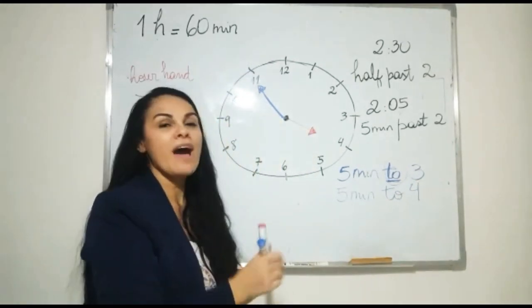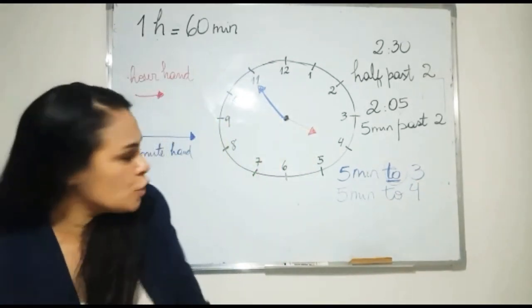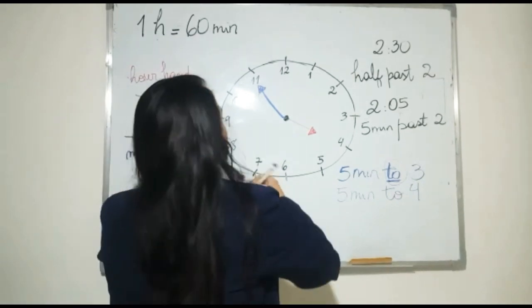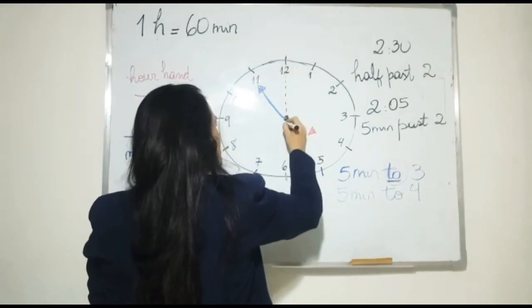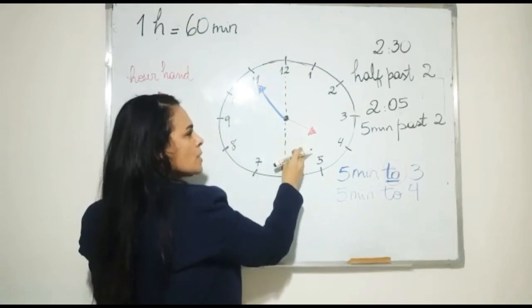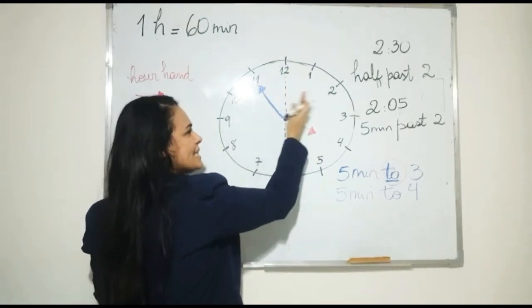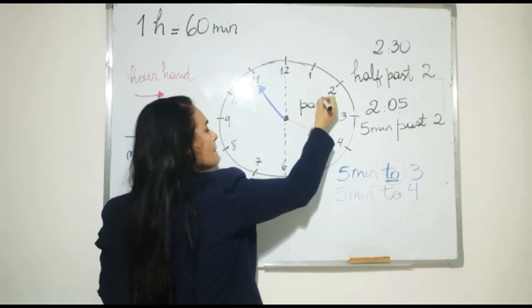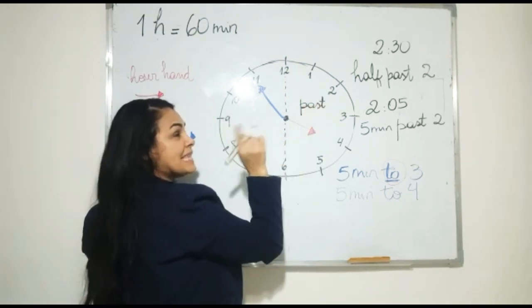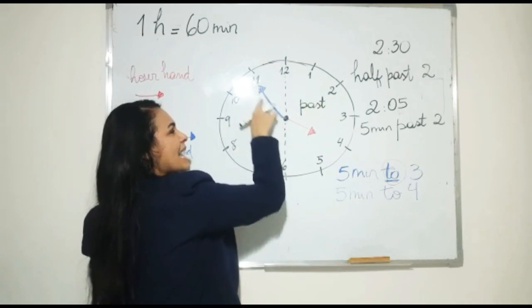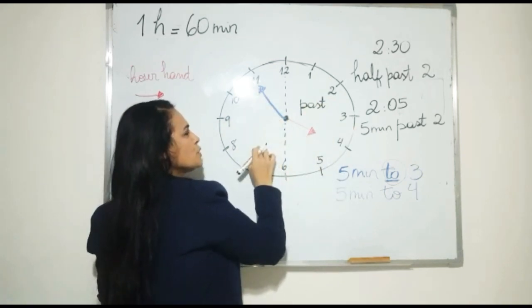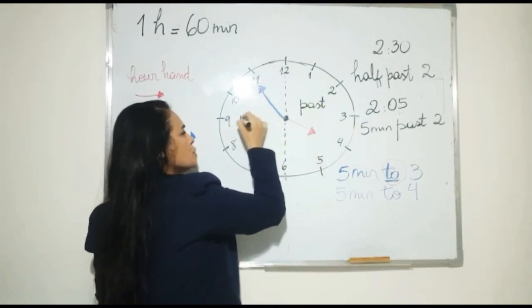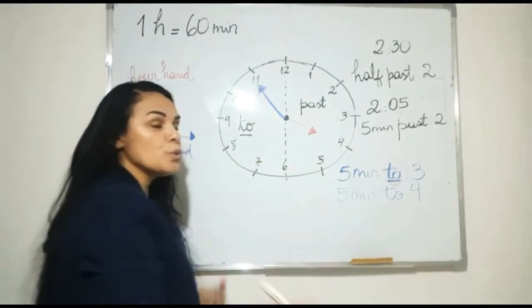That is the part that you have to pay attention to. When the minute hand is on this side of the clock, you are going to use past. But when the minute hand is on this side, you are going to use the word to. So you must pay attention.